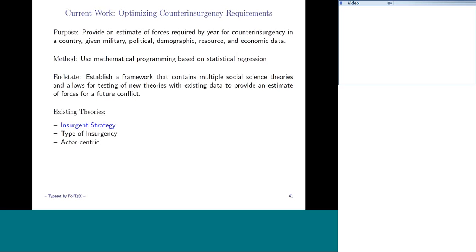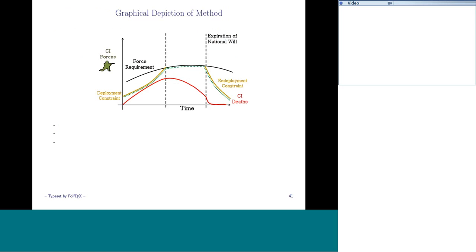It's going to be based on existing theories, and we also want to be able to test new theories. So one really has to get into the social science for this, and my student, Marvin King, has done so. But there are three existing theories about how counterinsurgencies evolve: the insurgent strategy, the type of insurgency, and the actor-centric theory. We found that either a hybrid of these theories or the insurgent strategy seems to be the best. So we had to do a lot of statistical analysis to establish that.